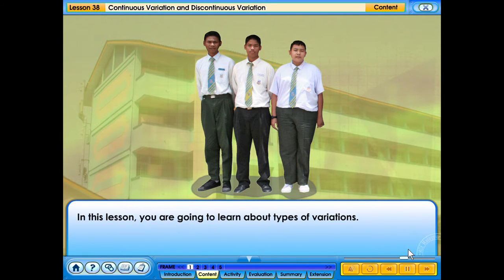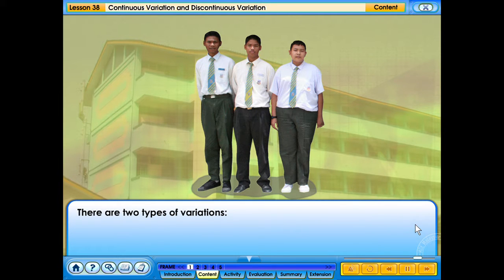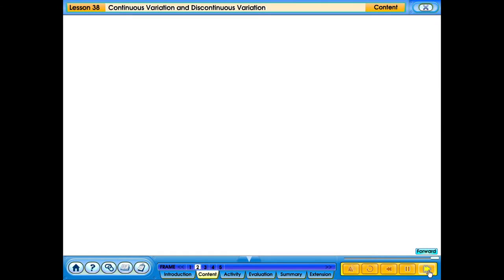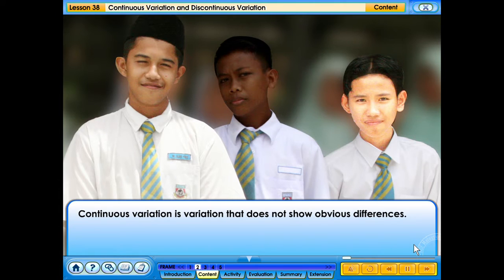In this lesson, you are going to learn about types of variations. There are two types of variation: continuous variation, discontinuous variation. Continuous variation is variation that does not show obvious differences.